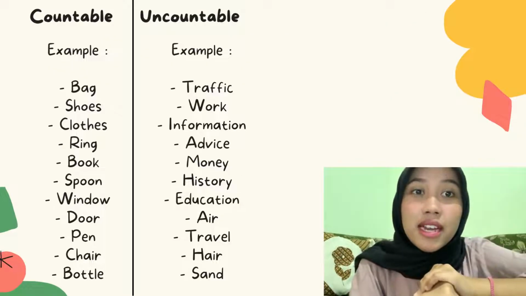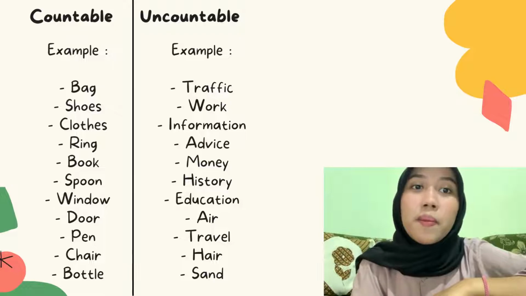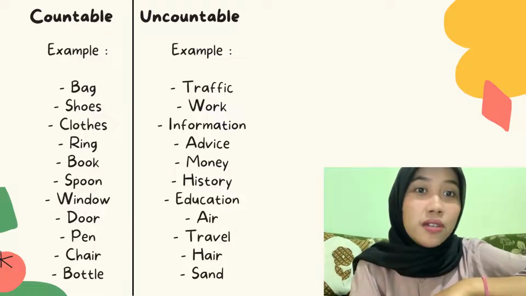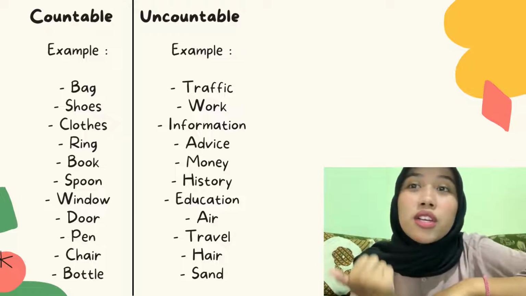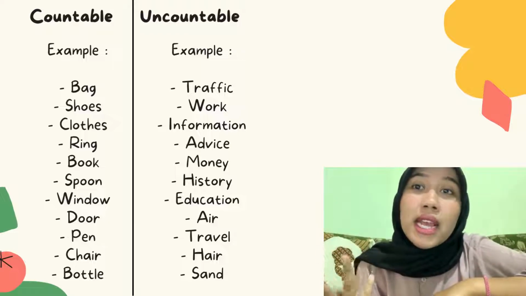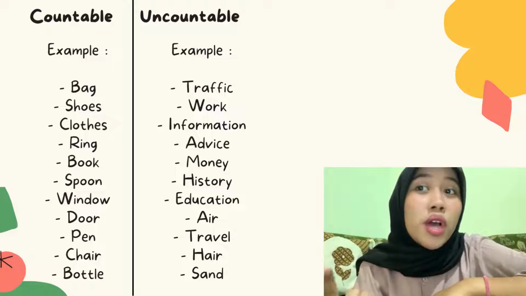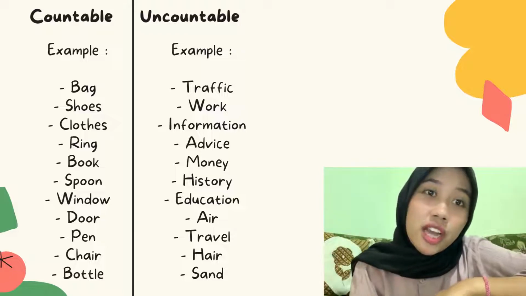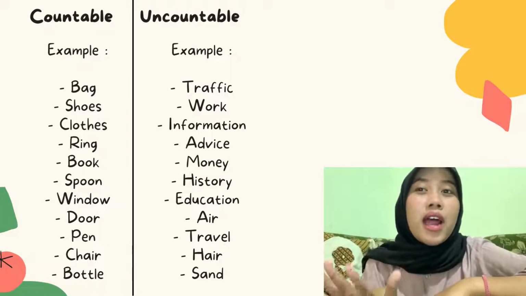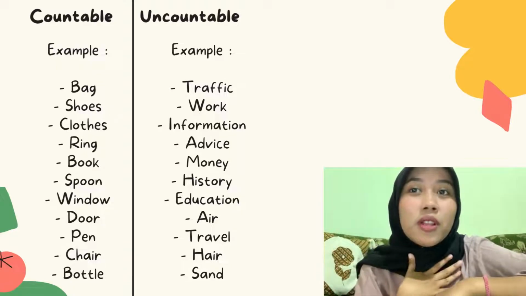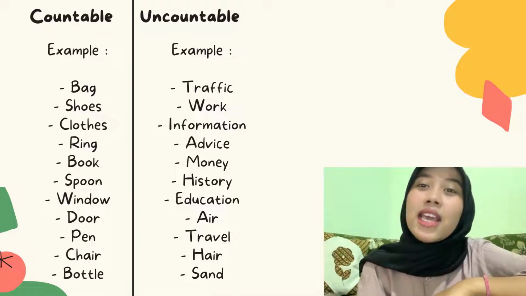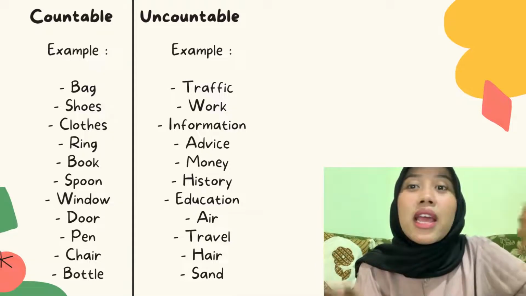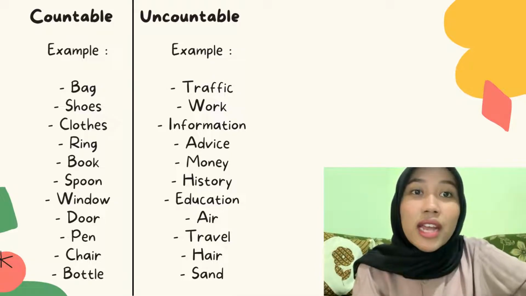Okay, for the last slide, I will give you more examples of countable and uncountable noun. For countable noun, I have examples like bag, shoes, clothes, ring, book, spoon, window, door, pen, chair, and bottle. And for uncountable noun, I have examples like traffic, work, information, advice, money, history, education, air, travel, hair, and sand.